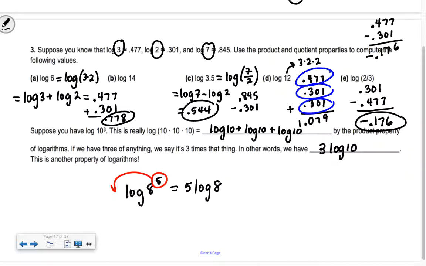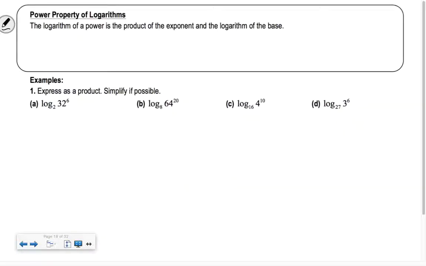So if you have a logarithm, you can actually take your exponent and pull it to the front. Weird, isn't it? We can't do that in normal math. Some calculators will let you, some don't. I'll show you. All right, so it says the logarithm of a power is the product of the exponent and the logarithm of the base.